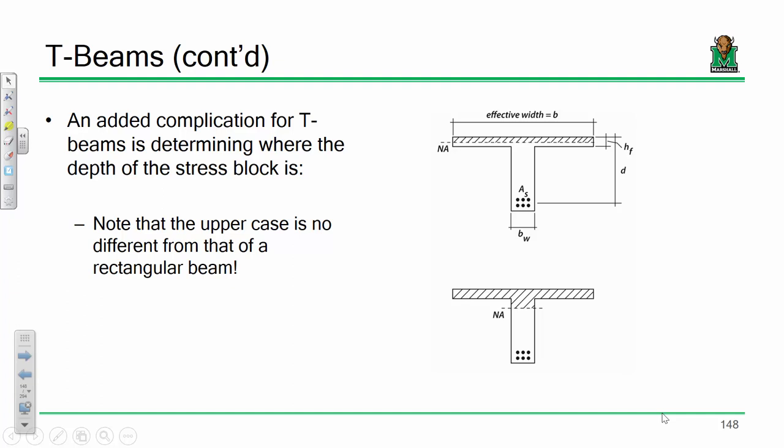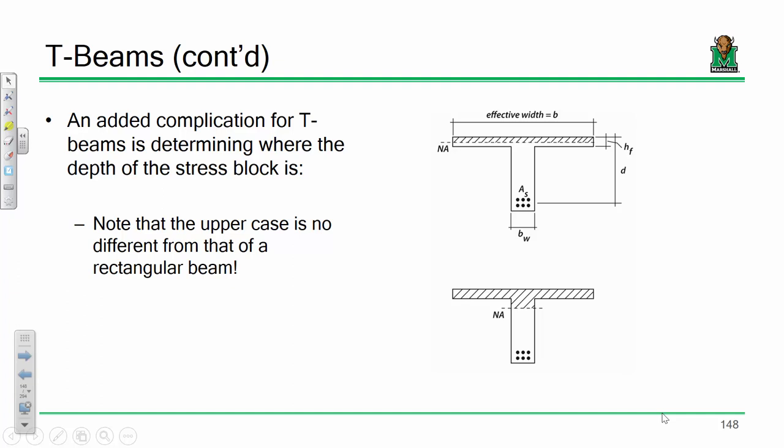That's one option. Another option is my stress block, here's my T-beam. The other option is that the stress block is somewhere down here. And so my stress block looks like this. Does everybody see what I've drawn? Does it just kind of make sense?